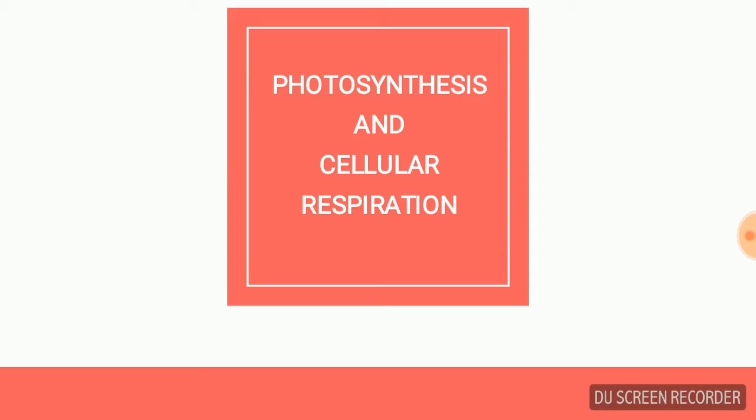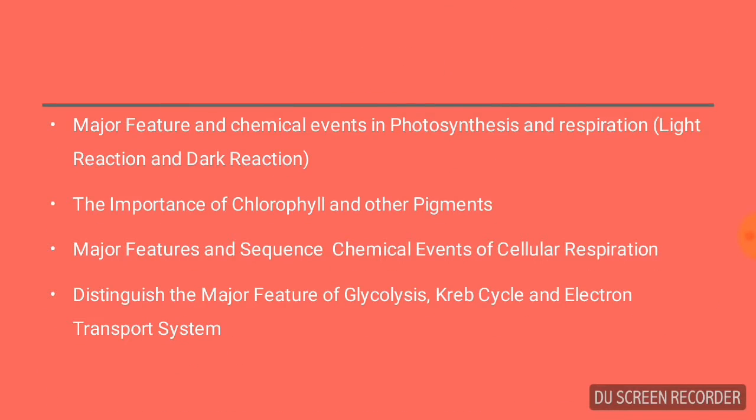This video tackles photosynthesis and cellular respiration. This video contains the major features and chemical events in photosynthesis and respiration, the light reaction and dark reaction. Second, the importance of chlorophyll and the other pigments. Third, the major features and sequence in the chemical events of cellular respiration. Lastly, to distinguish the major features of glycolysis, Krebs cycle, and electron transport system.